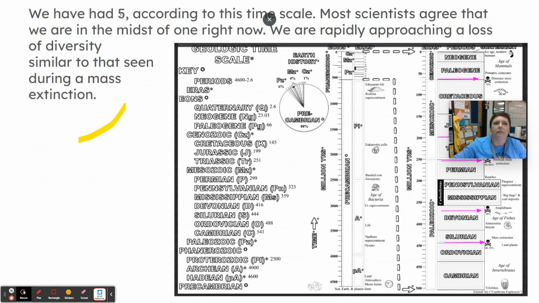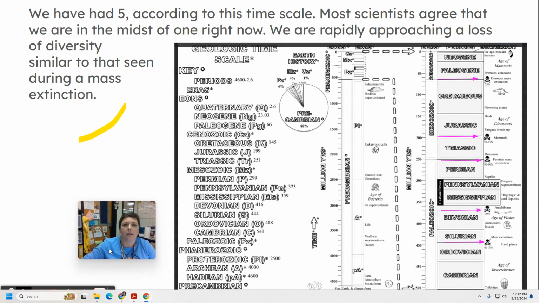Okay. So we've had 5 according to this time scale. Most scientists agree that we're in the midst of one right now, or at the beginning of one, really. I should change that to in the beginning of one. We are rapidly approaching a loss of diversity similar to that seen during a mass extinction. So we haven't gotten there yet, but we are on our way.